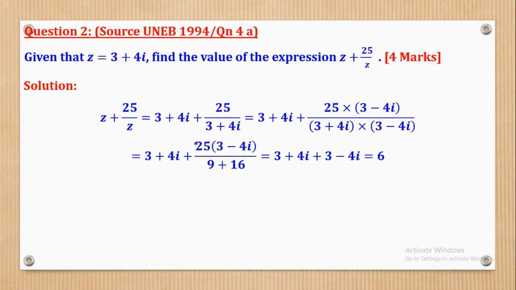Now from there, this is 25, and also this 9 plus 16 is 25, so they can cancel, remaining with only 3 minus 4i. Then this one is also still maintained here. After that we shall collect like terms. This plus this gives you 6, and then this minus this gives you 0. So this is purely real.